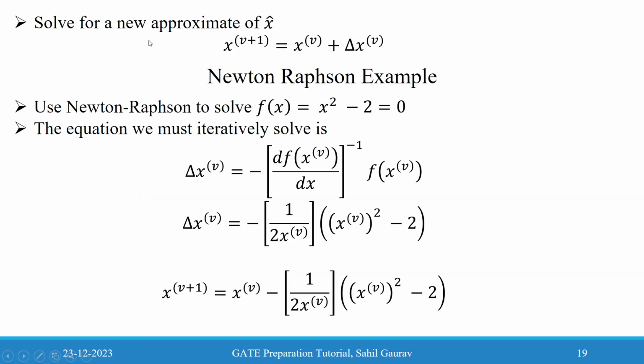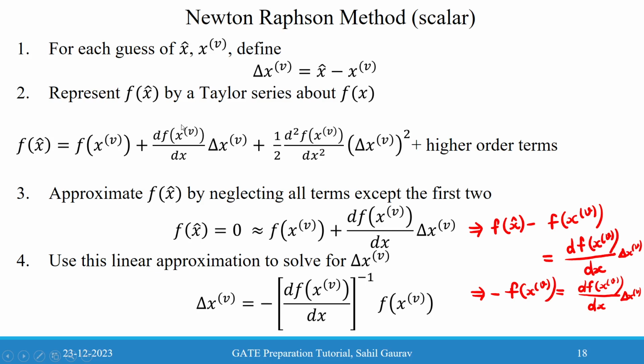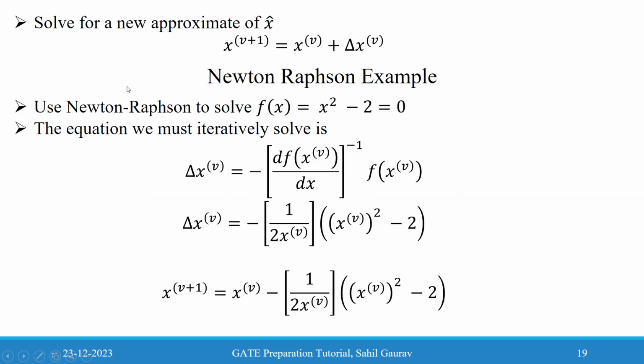Now just solve for the new approximate of x cap, that is the absolute solution. So these are the steps for the Newton-Raphson method. Now we will take one example based on the Newton-Raphson method.